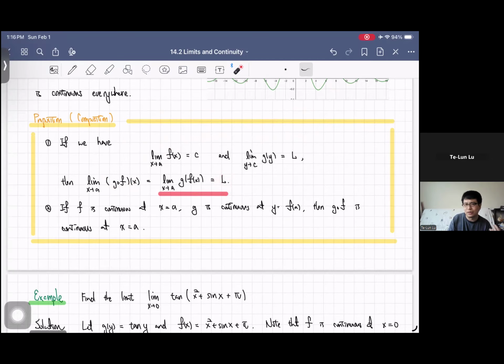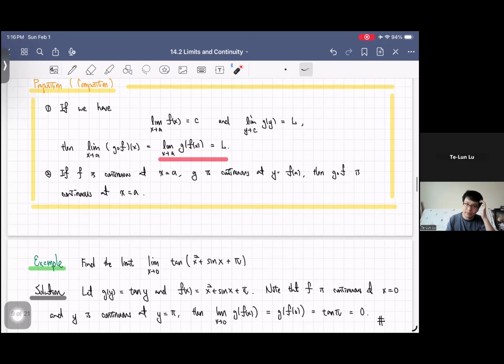It is quite natural, since in the case where x approaches a, this guy approaches c, right? However, we know that whenever the argument of g approaches c, it approaches L. So eventually this guy will approach L. So that's basically how this works. And so based on the first item here, we know that if f is continuous at a particular point a, and g is continuous at the value of that point, f of a, then g circle f will be continuous at a. And this is also direct from the first proposition.